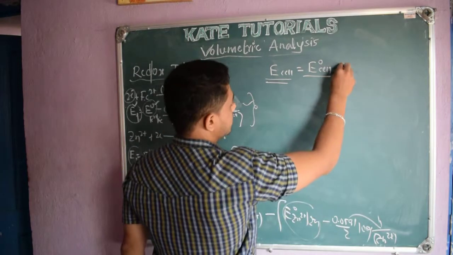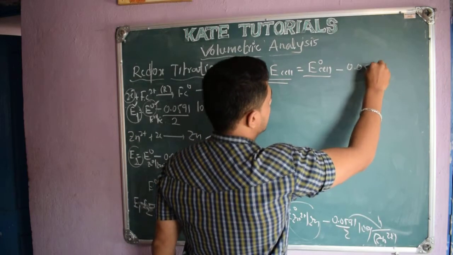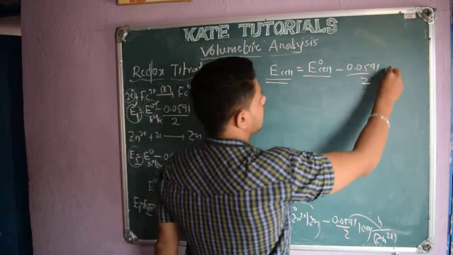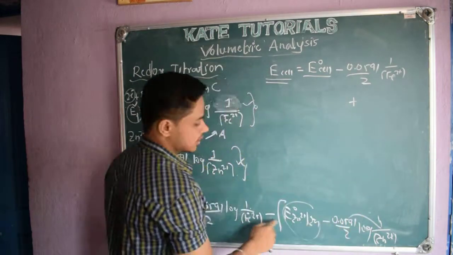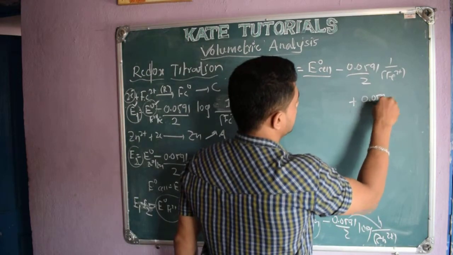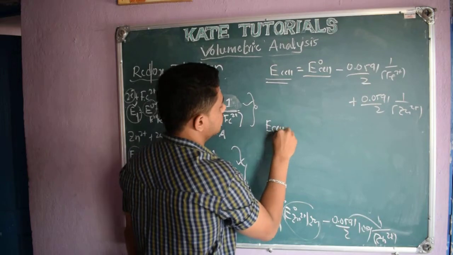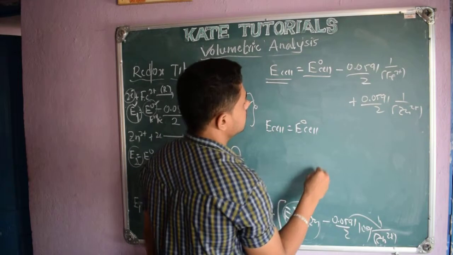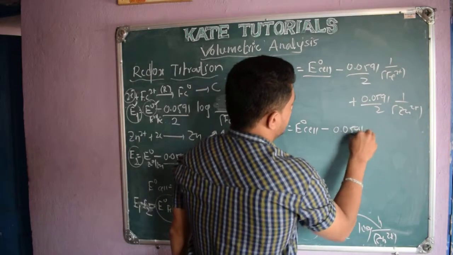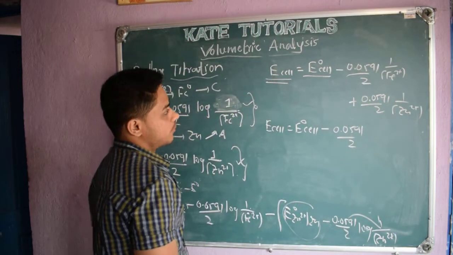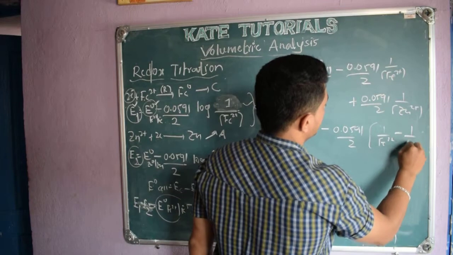So what happens? Let me write: minus 0.0591 upon 2, 1 upon concentration of Fe2+, because minus of minus is plus 0.0591 upon 2, 1 upon concentration of Zn2+. Therefore E of cell is equal to E naught of cell minus 0.0591 upon 2. If I take the minus common, I am left with 1 upon Fe2+ minus 1 upon Zn2+.